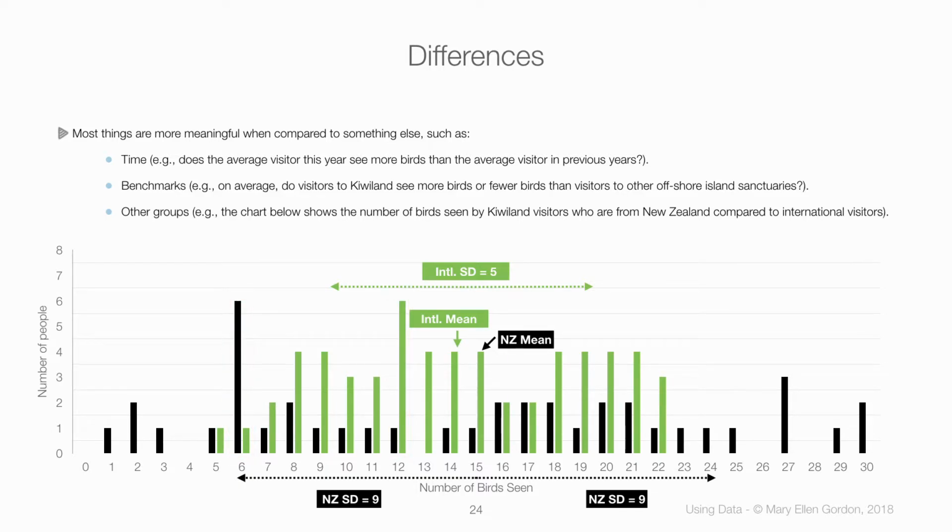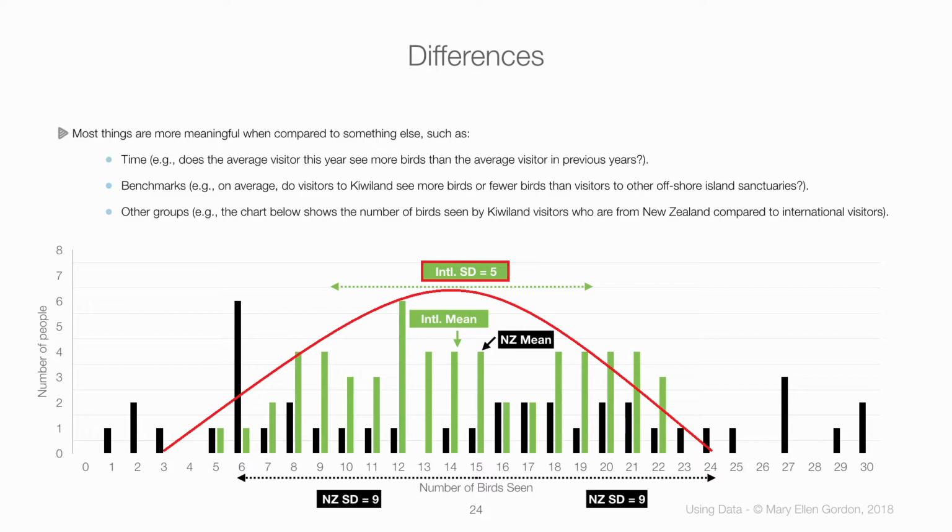The distribution for international visitors has more of a bell-like shape, and it also has a much smaller standard deviation. So we can see here the standard deviation for the international visitors is 5, compared to 9 for the New Zealanders. That means that there was less variability in the number of birds that international visitors saw yesterday than there was in the number of birds that visitors from New Zealand saw.